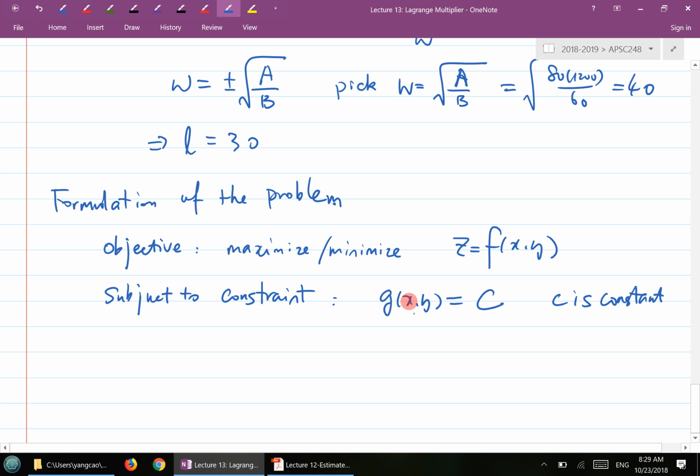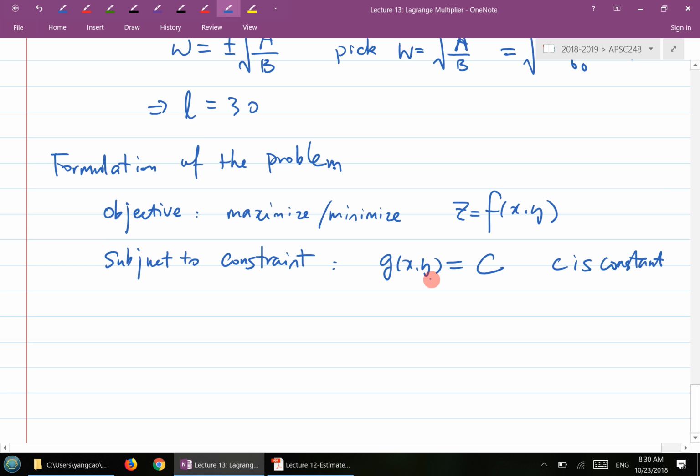Now if you look at the constraint g of x, y equal to c, don't be deceived by the look of this function here. Essentially this is a curve in the xy plane, and this is a surface in 3D in the xyz space. So constraint means your x and y will not be anywhere but on this curve g of x, y equal to c.